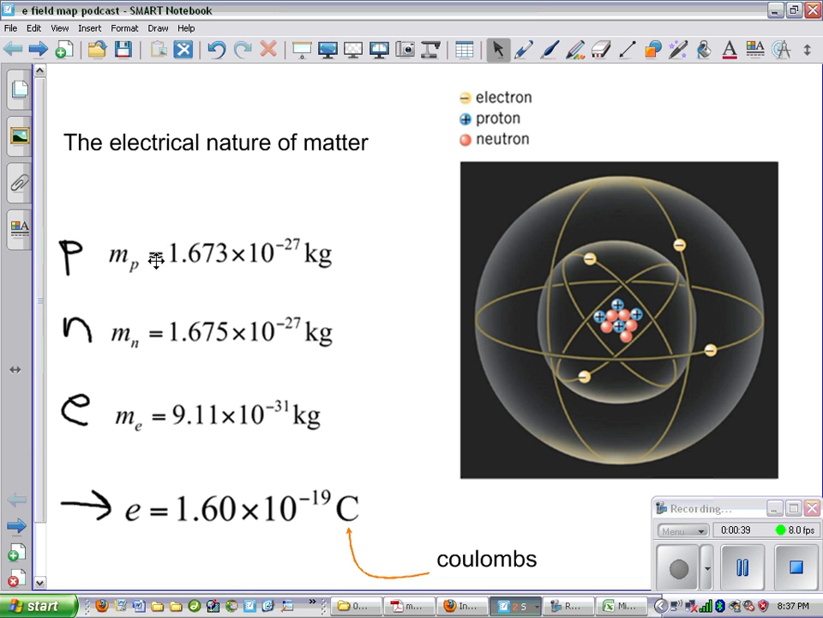These are the masses of the protons, the neutrons, and the electrons. And you can see by order of magnitude that the proton and the neutron have a very similar mass. Proton is 1.673 times 10 to the minus 27. Neutron is 1.675 times 10 to the negative 27. So almost identical masses, especially when you consider it's times 10 to the negative 27. Very small difference. And an electron is 9.11 times 10 to the minus 31 kilograms.